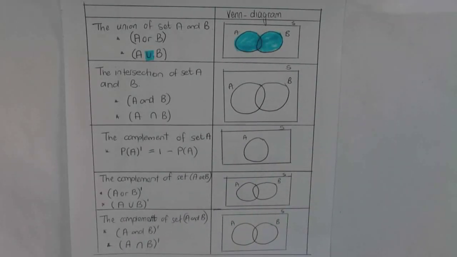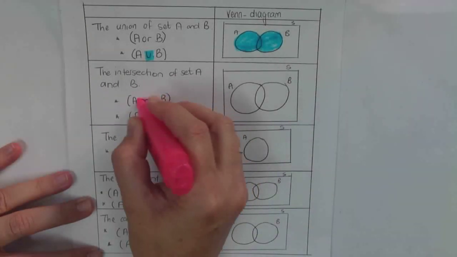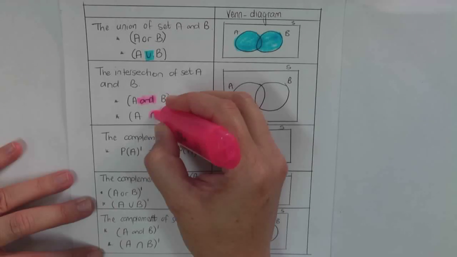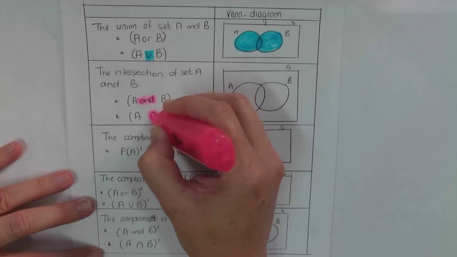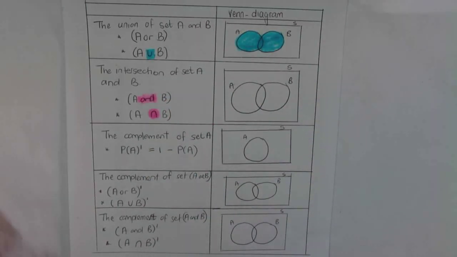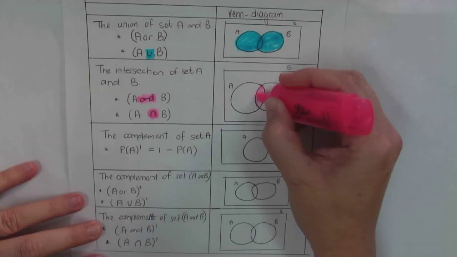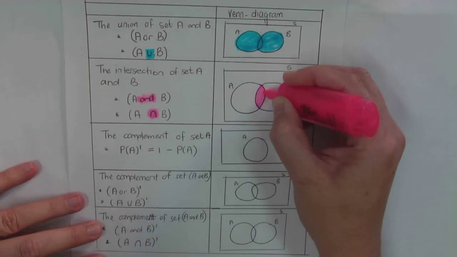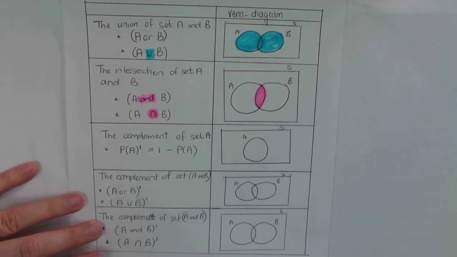Right, the intersection of set A and B, intersection is and. And is an unhappy face. You and your sister will share that chocolate. Yeah, you're not happy about that. Now, and is where they overlap. So it's only in the middle bit.